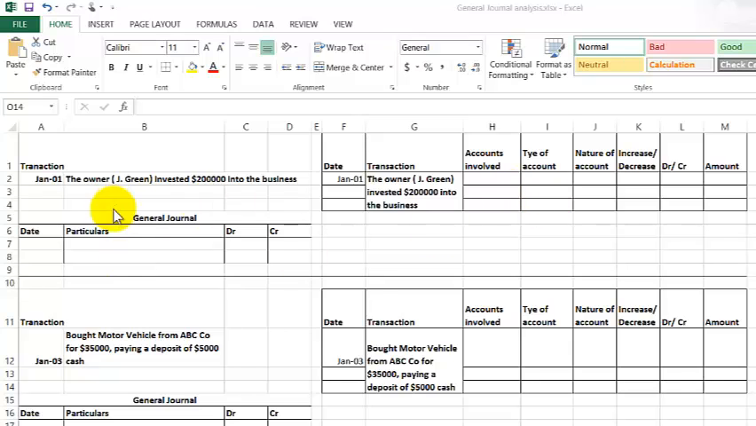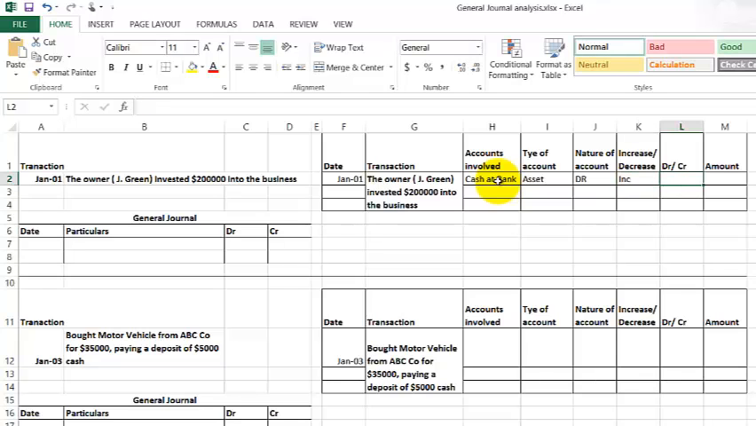Okay, let's go. So in the first instance, the owner, Jay Green, has invested $200,000 into the business. So the accounts involved in this instance, we're going to have cash at bank. That's that one. The type of account is an asset. I'm just going to type that there. The nature of the account is debit in nature. It's actually increasing. Okay, so it's gone from 0 to 200,000.